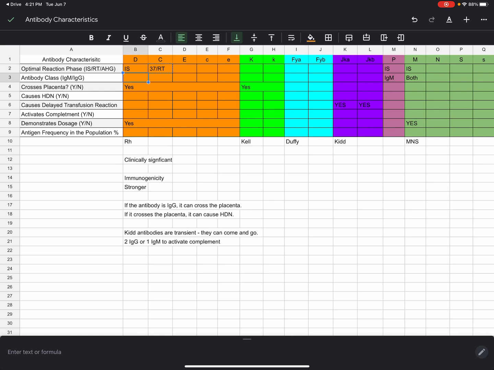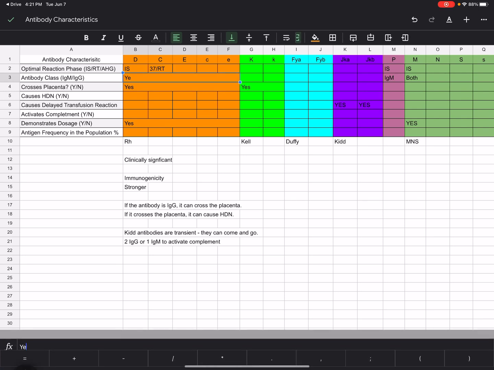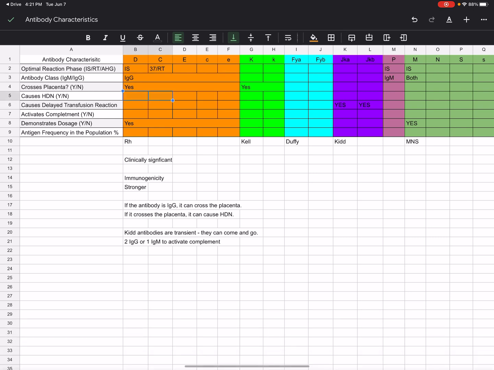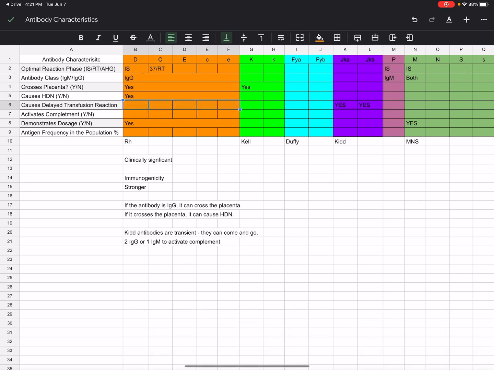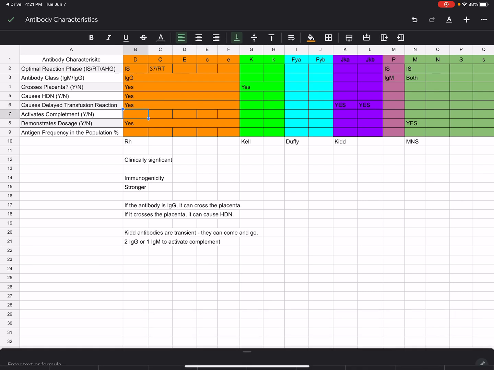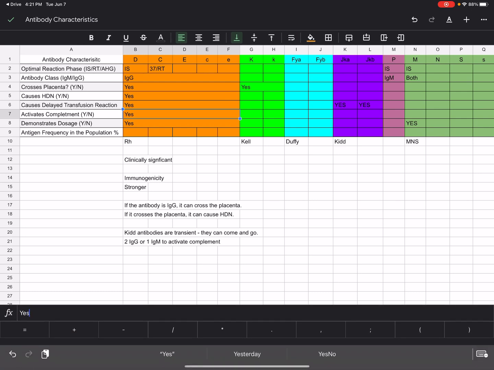All of these can cross the placenta, okay, if they are IgG. We're going to say, for the most part, they're IgG. Do they cause hemolytic disease of the newborn? Absolutely, they can. Can they cause a delayed transfusion reaction? Absolutely, they can. Can they activate complement? Yes. Different ones at different degrees.